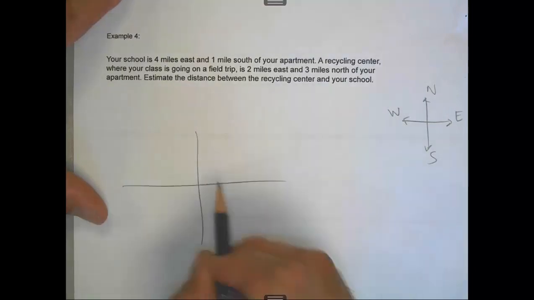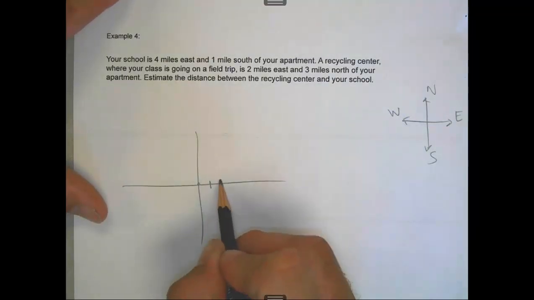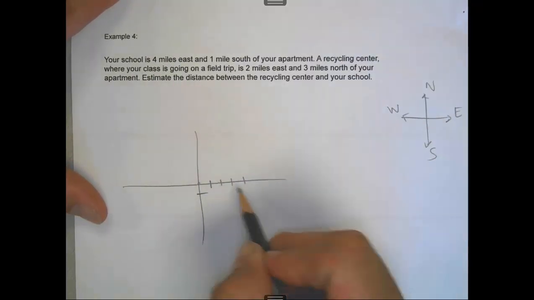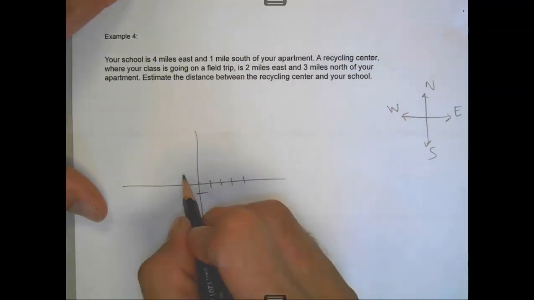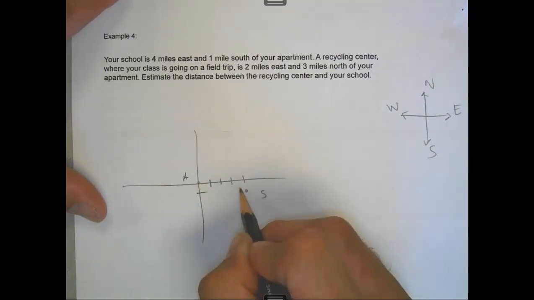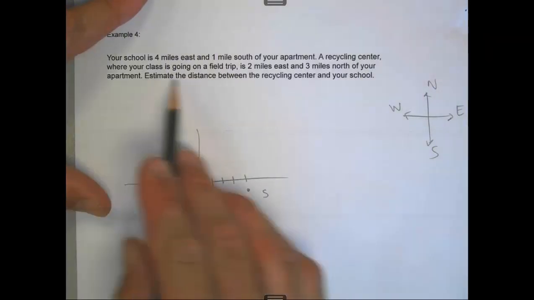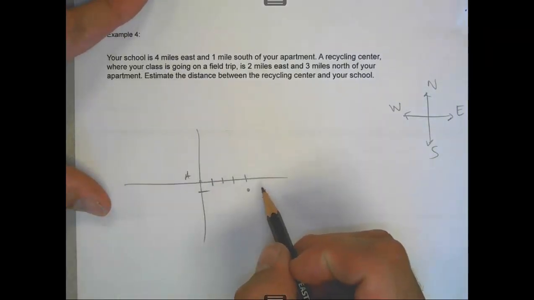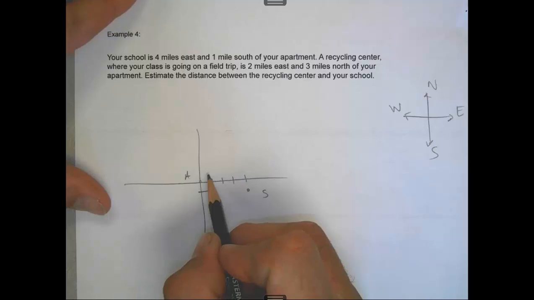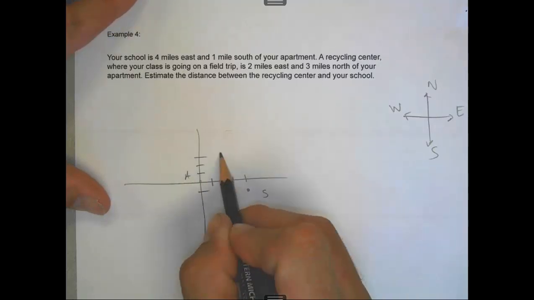All right, so I'll make a coordinate grid here, and this is my starting point. So the school is 4 miles east, 1, 2, 3, 4, and 1 mile south of your apartment. So this is my apartment, and this then would be the school. 4 miles east, 1 mile south. A recycling center where your class is going on a field trip is 2 miles east and 3 miles north of your apartment. So 2 miles east, 1, 2, and 3 miles north, 1, 2, 3 would be right here. There's the recycling center.